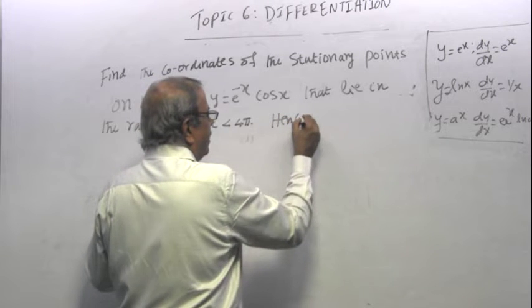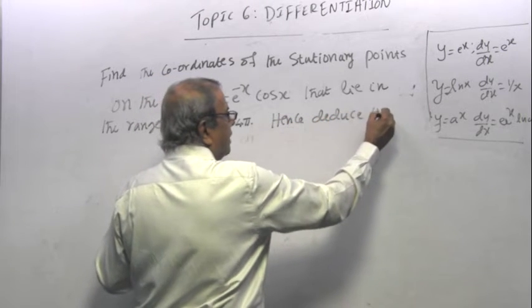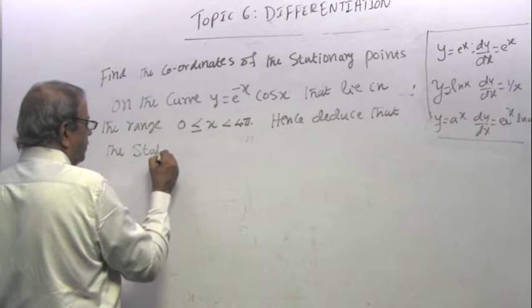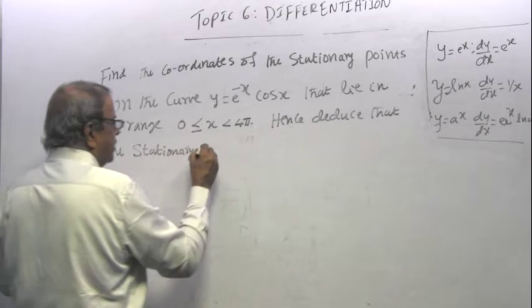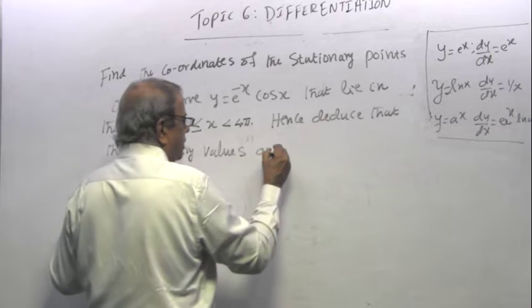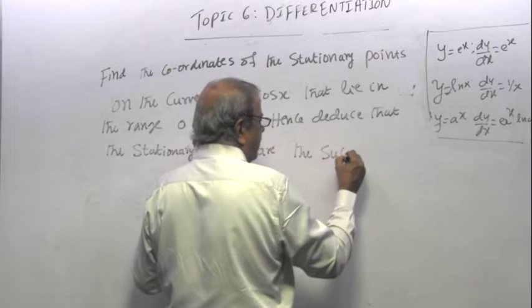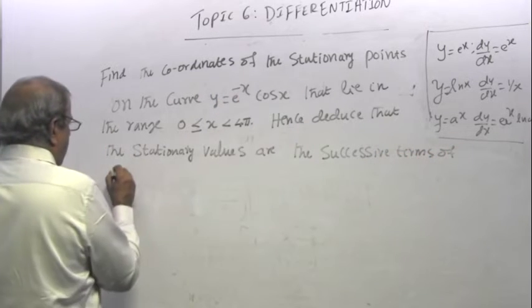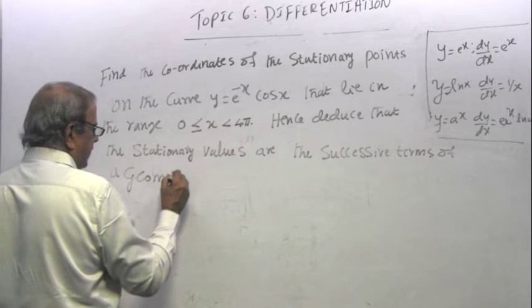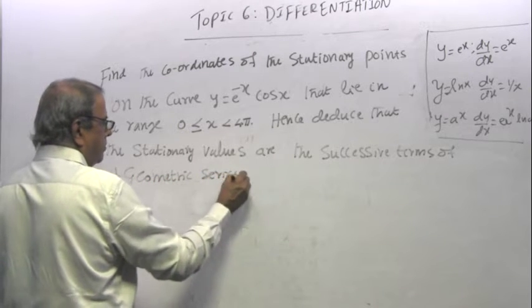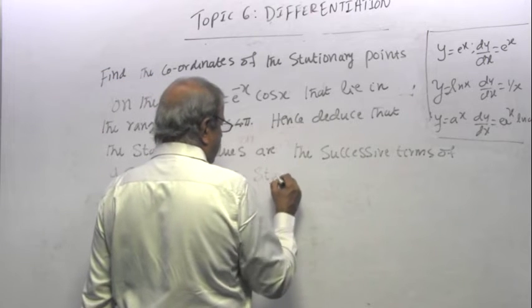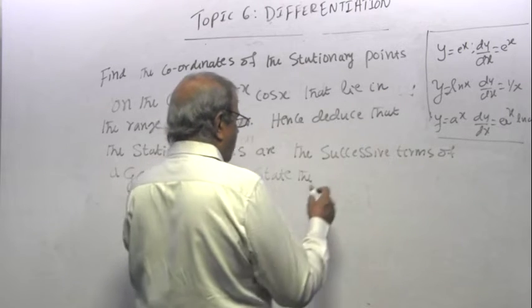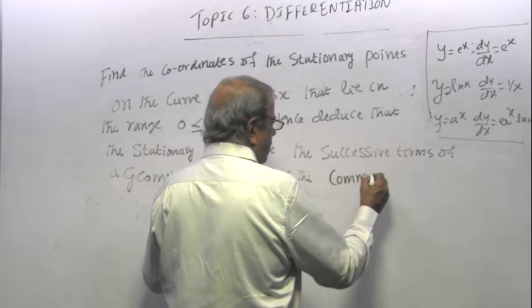Hence, deduce that the stationary values are the successive terms of a geometric series. State the common ratio of this series.